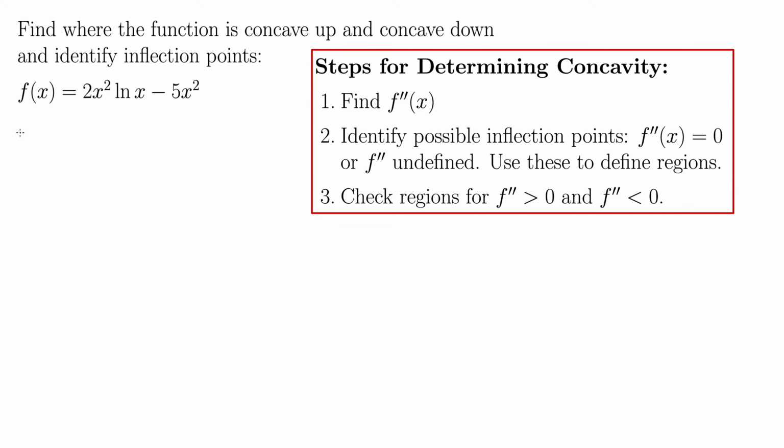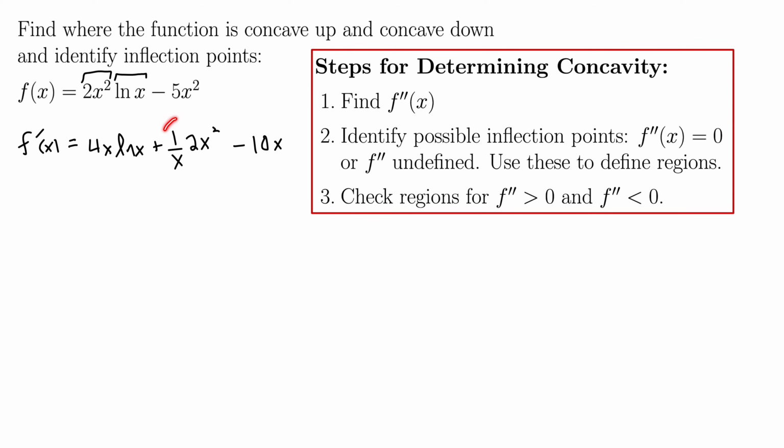Okay, well, we can do that. We start by finding the first derivative. So let's make the f prime of x. Well, we have a product here, 2x squared and natural log x, so we'll hit that with the product rule. A prime b plus b prime a. So 4x times natural log x, that's a prime b, plus b prime a. Derivative of natural log x is 1 over x times a, which is 2x squared. All right, minus the derivative of 5x squared is 10x.